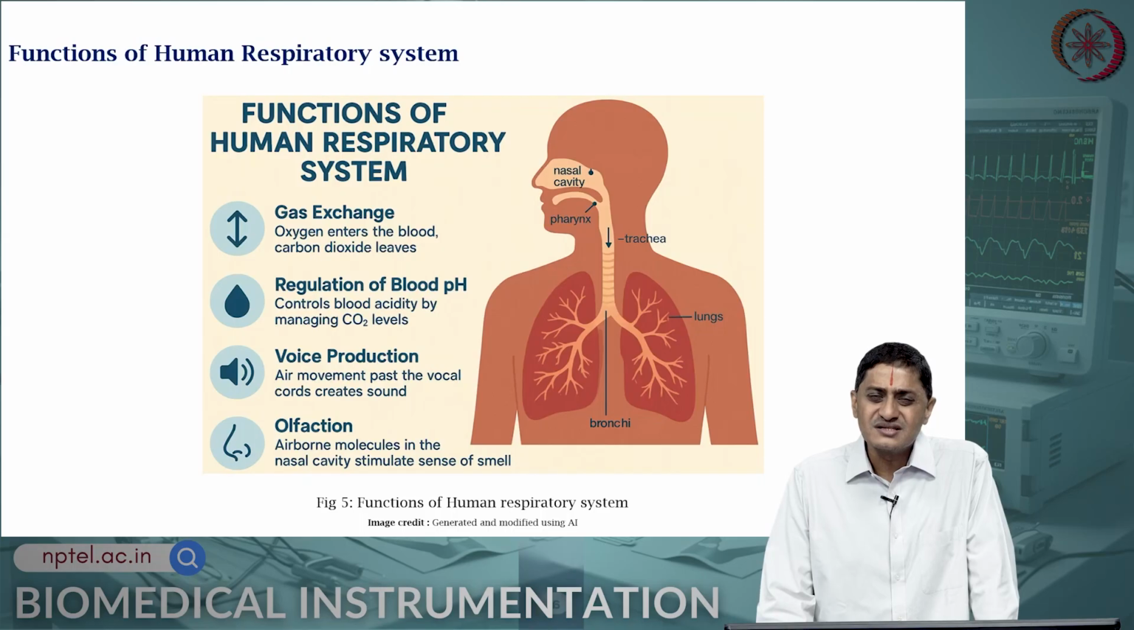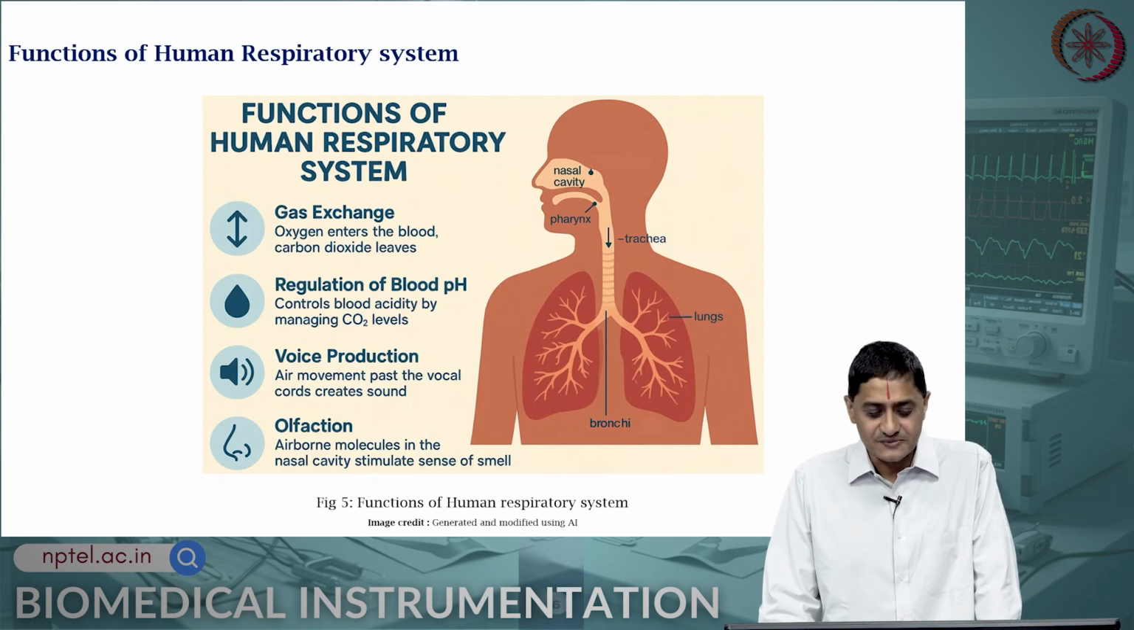What are the functions of the human respiratory system? These are some of the beautiful pictures that are generated by AI, that is my TAs used AI to generate this, but essentially they gave the input to generate this. What are the critical functions of the human respiratory system? First is gas exchange. Oxygen should enter the blood and carbon dioxide should leave the blood. Second is, we already saw this, regulation of pH.